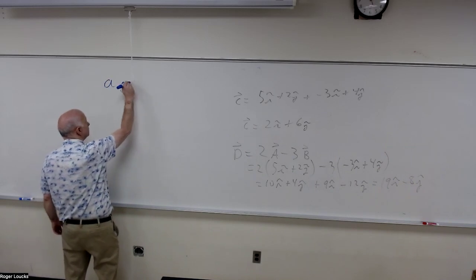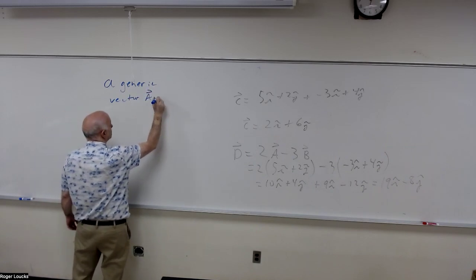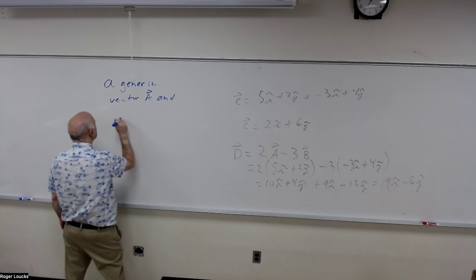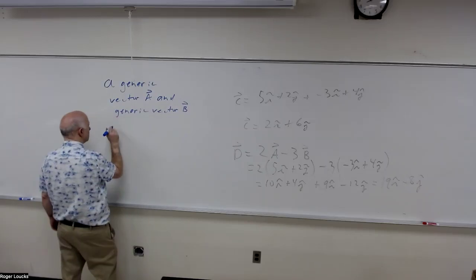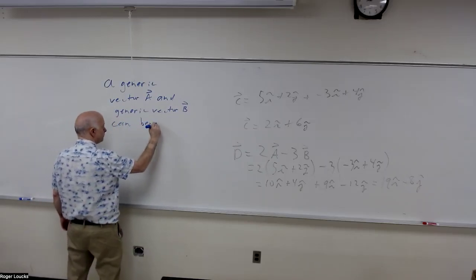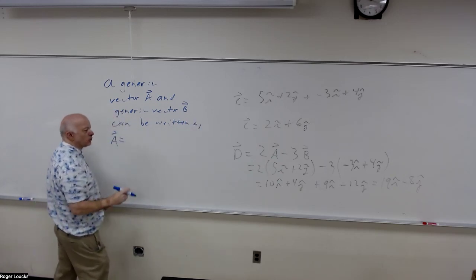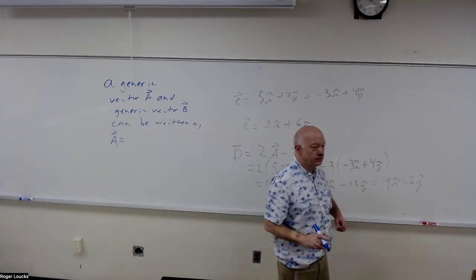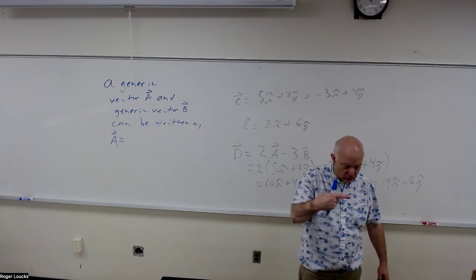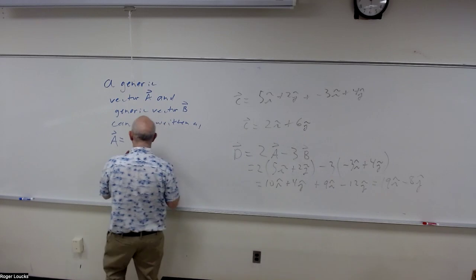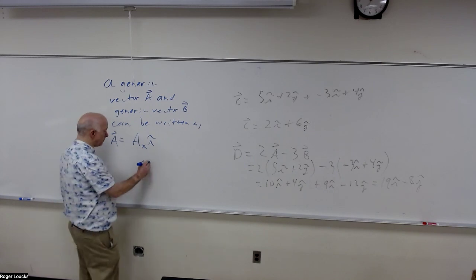So a generic vector A and a generic vector B can be written as... and so I can write A. What's the most general way I can then write a vector A? I could say how long I want to go in the I direction. So I could say I want to go some distance AX in the I direction. So this AX is nothing but a number.